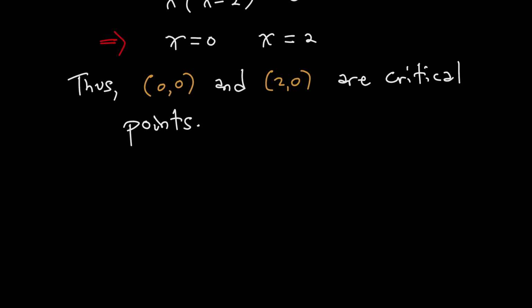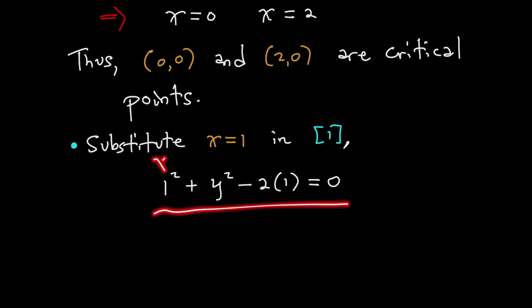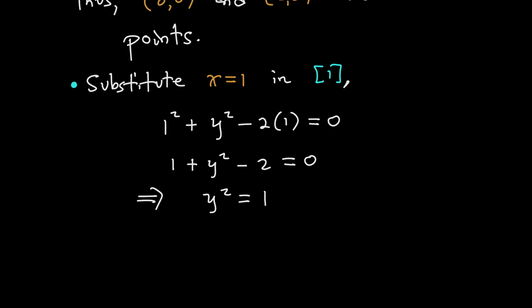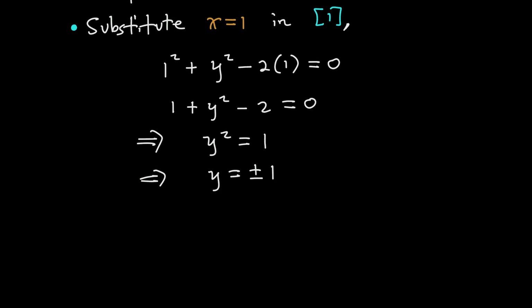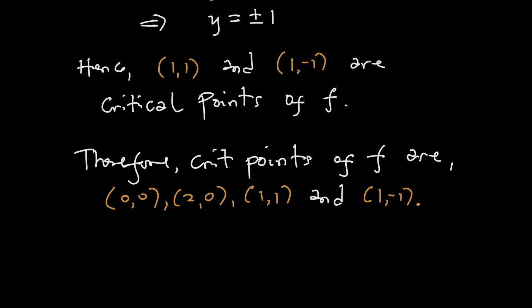And for the case where x is equal to 1, substitute this into equation 1. Then we have this simplification: x squared plus y squared minus 2x equals 0. Using x equals 1, this gives us y squared equal to 1, and we have y equal to positive or negative 1. So our ordered pairs for this case are (1, 1) and (1, negative 1). In total, we have 4 critical points. These are (0, 0), (2, 0), (1, 1), and (1, negative 1).